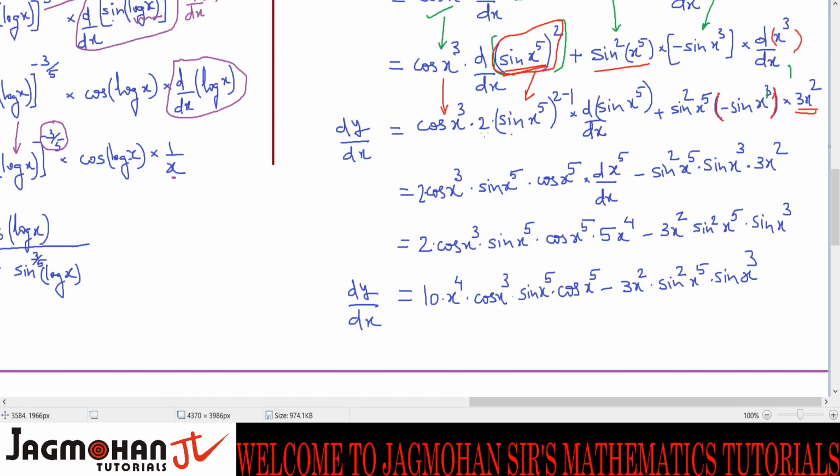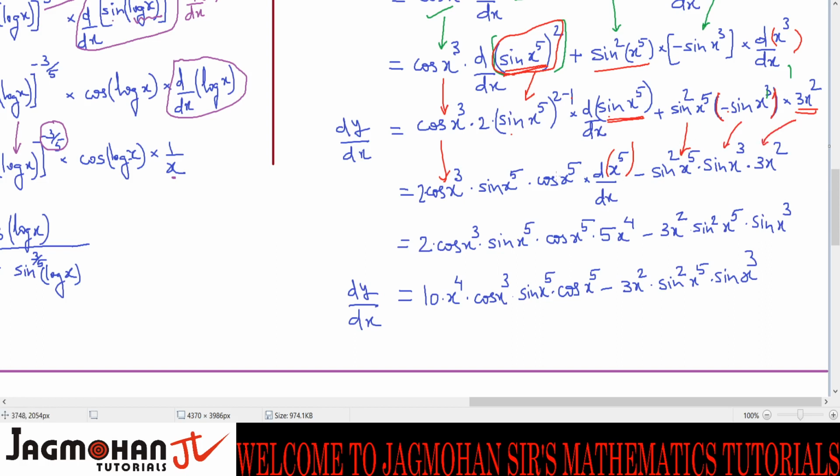The next step, this 2 is written in the beginning being a multiple, cos of x cube as it is, and sine of x raised to 5 raised to 2 minus 1. 2 minus 1 is 1, so sine of x raised to 5. Now this d by dx of sine x raised to 5, what function is it? Sine f of x. So cos f of x d by dx of f of x. Cos x raised to 5 into d by dx of x raised to 5. And here this negative sign comes out, so positive becomes negative. Sine square x raised to 5, sine of x cube, derivative of x cube was 3x square, written as it is.